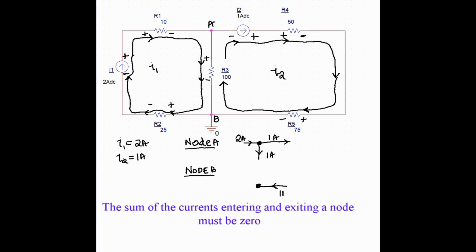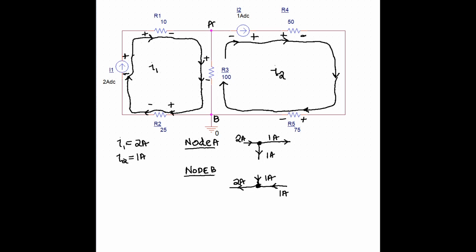At node B, we have 1 amp coming in from the right. There is 2 amps exiting on the left and 1 amp coming in from R3.